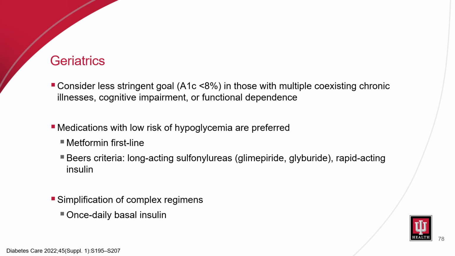In addition to emphasizing medications with low hypoglycemia risk, we also want to simplify any complex regimens. So if it's possible to control a type 2 diabetic on a once daily basal insulin injection, we're going to try to do so just in order to cut out multiple daily injections for the patients. And the same can be said for oral therapy as well. If we can increase the doses of one or two medications and really consolidate, that can be helpful for these patients.